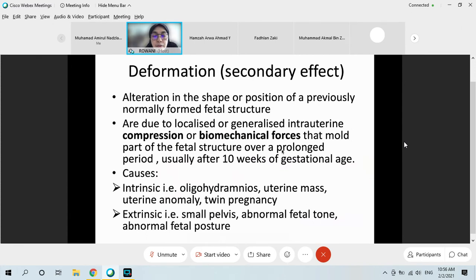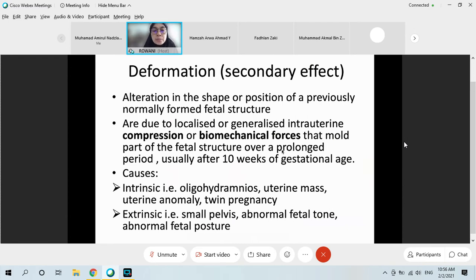And then we talk about deformations. Deformation is an alteration in the shape or position of a previously normal fetal structure. For example, the hand has already developed normally, but because of generalized intrauterine compression or biomechanical forces that mold that part of the tissue over a prolonged period of time, that part of the tissue becomes deformed. For example, a foot and hand which have developed normally, if compressed over a long period of time, can become contracted and deformed.